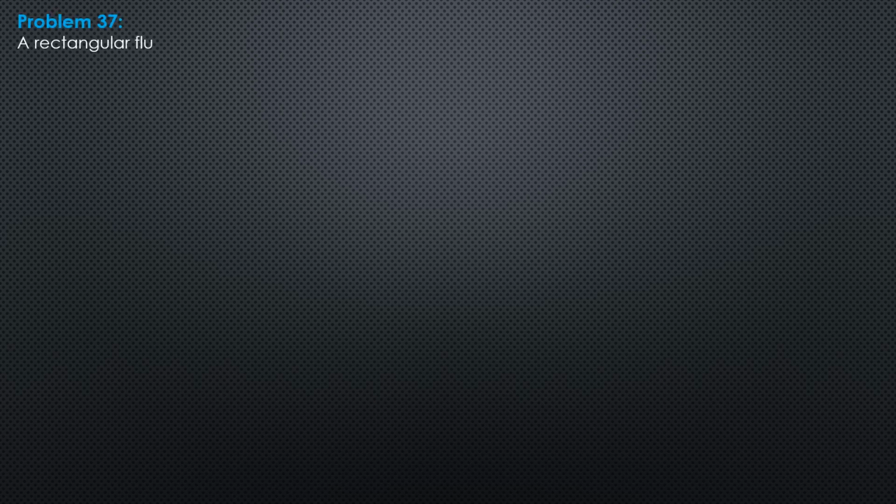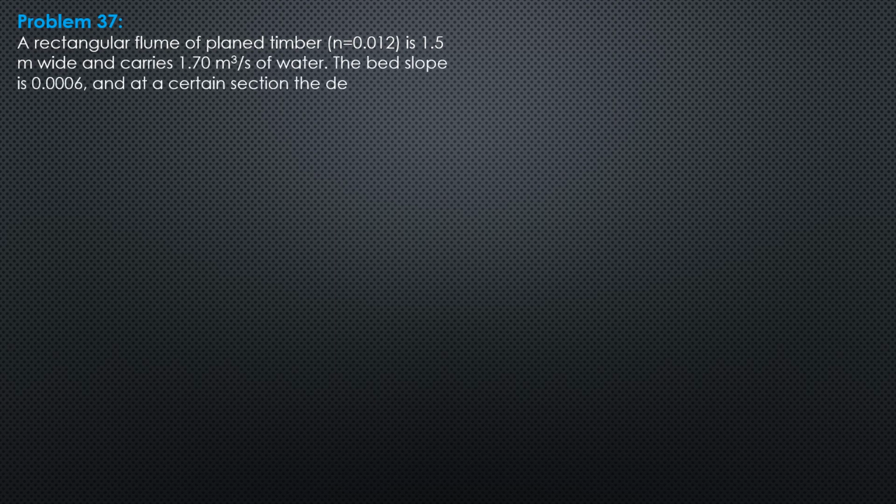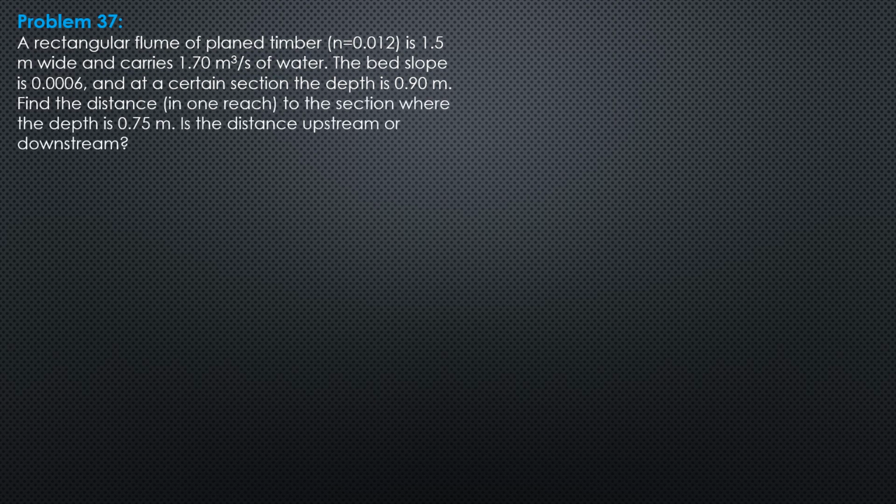Problem 37: a rectangular flume of planed timber with roughness coefficient 0.012 is 1.5 meters wide and carries 1.7 cubic meters per second of water. The bed slope is 0.0006 and at a certain section the depth is 0.9 meter. Find the distance in one reach to the section where the depth is 0.75 meter. So just one reach, one calculation for this delta x.